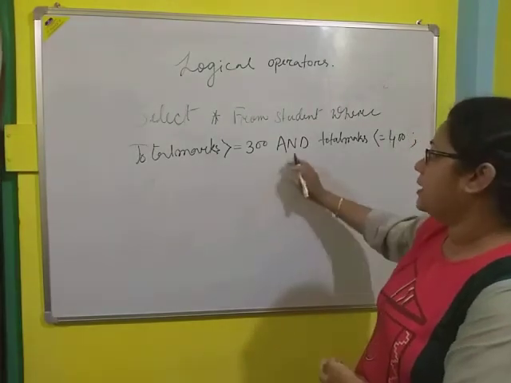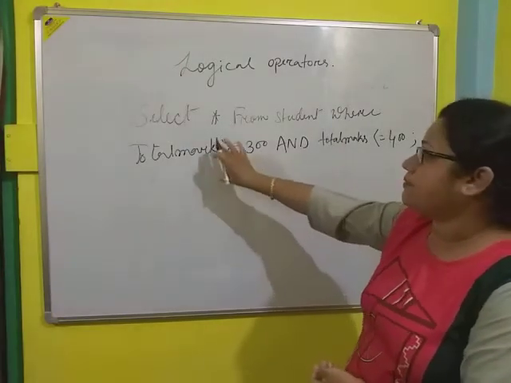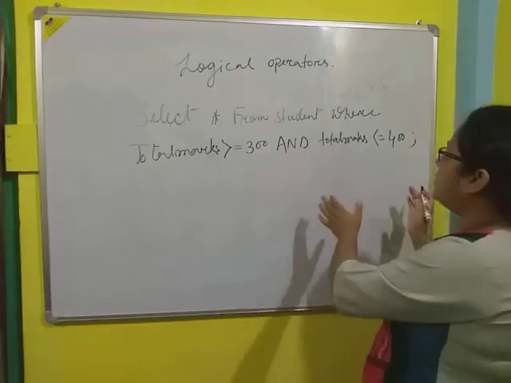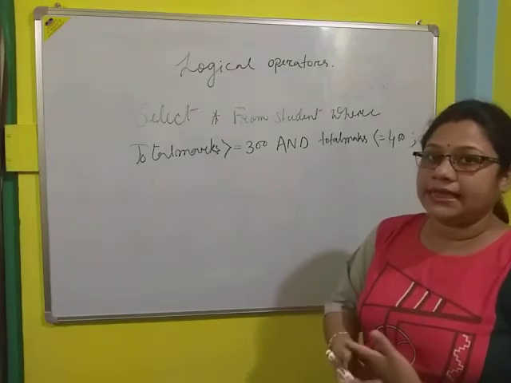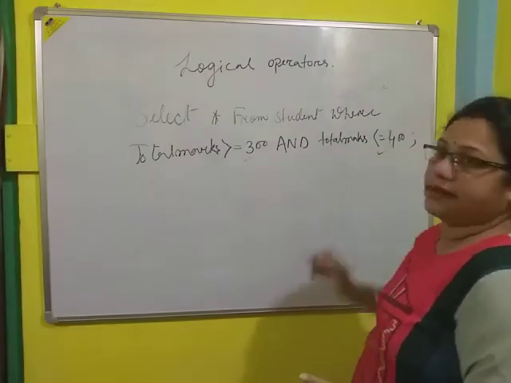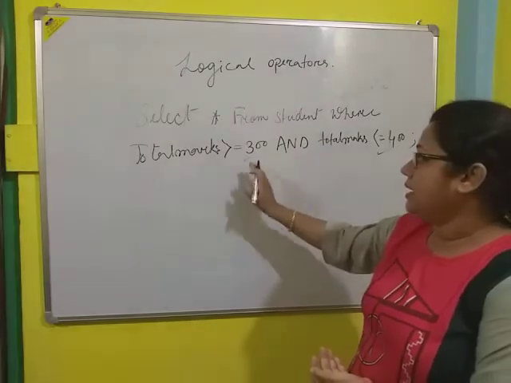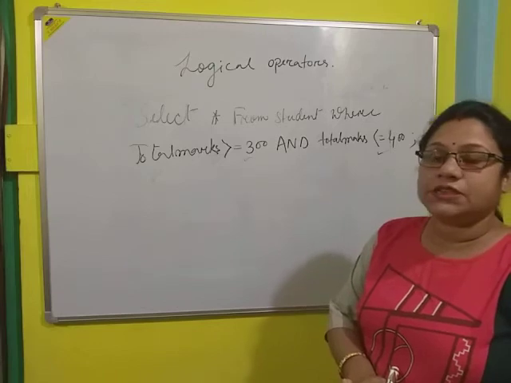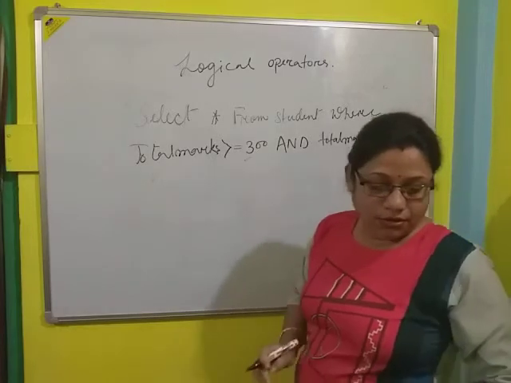Look at here, I am using two relational operators. The first relational operator is used before the AND operator and the second one is used after the AND operator. Now when you execute this statement, the computer evaluates both the conditions, and if both the conditions are true, then it will display the result on the computer screen.